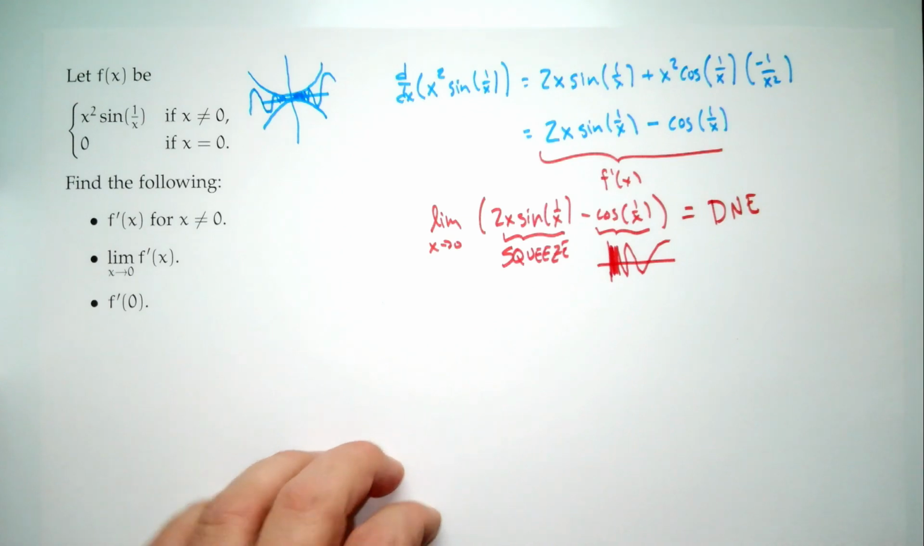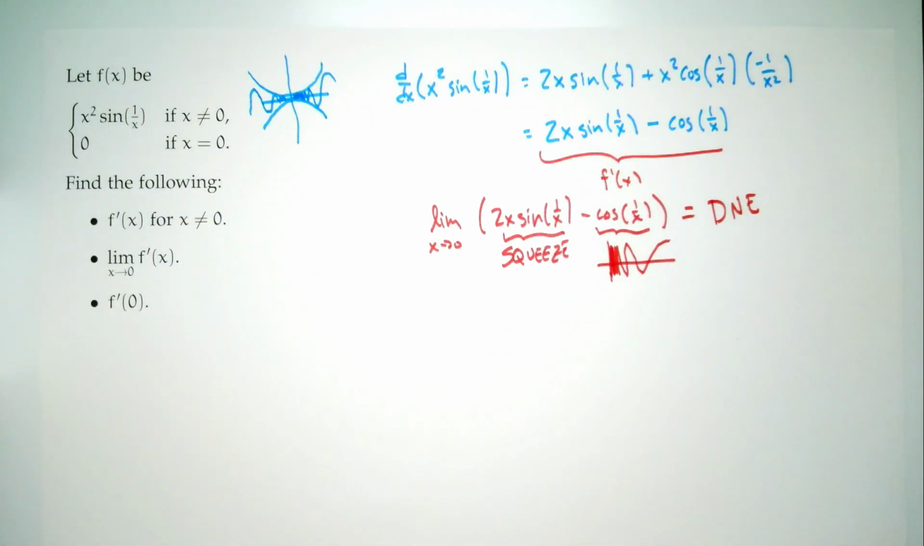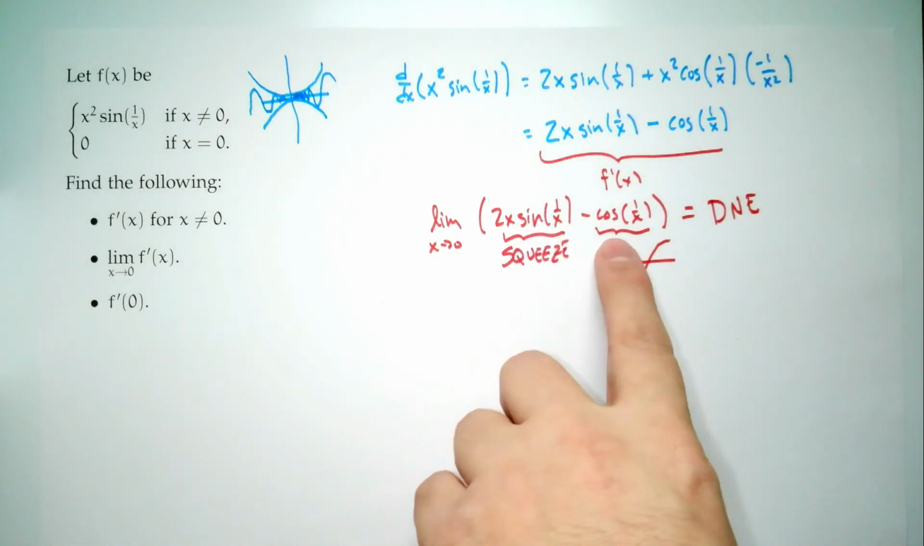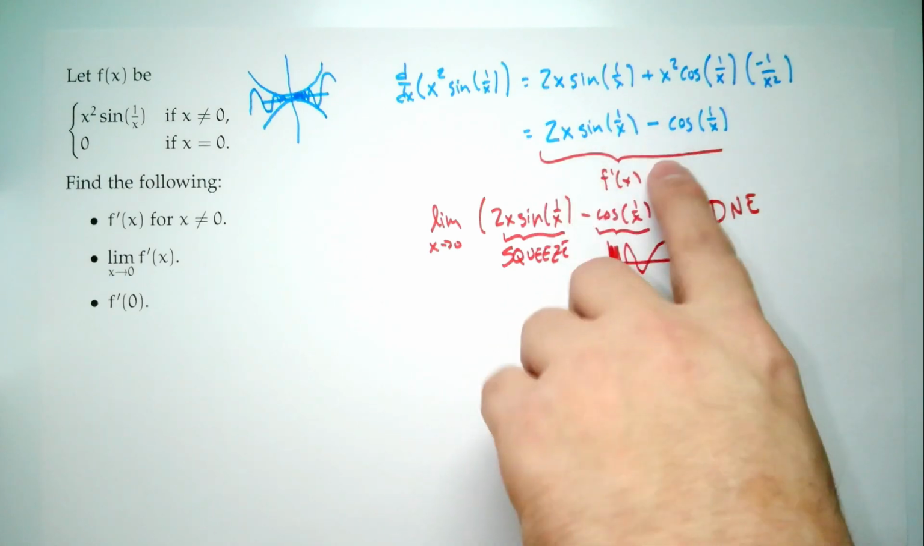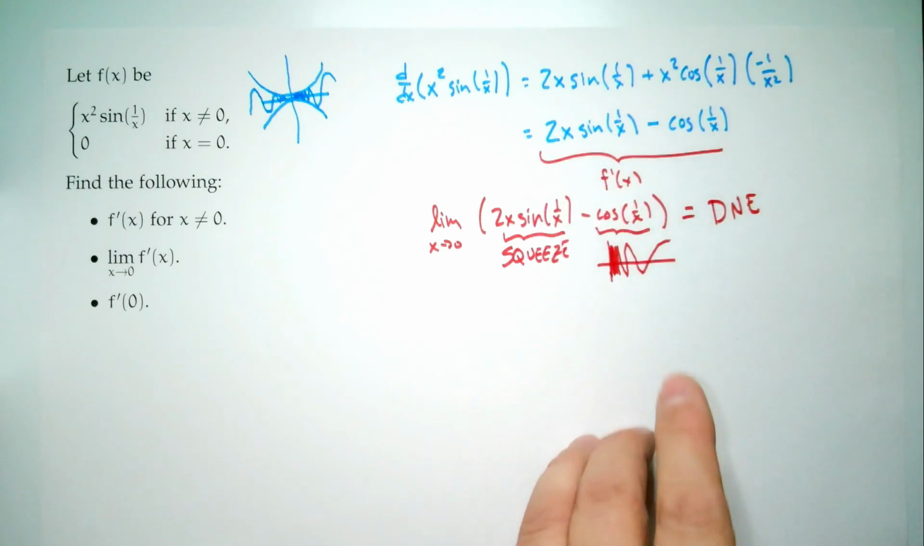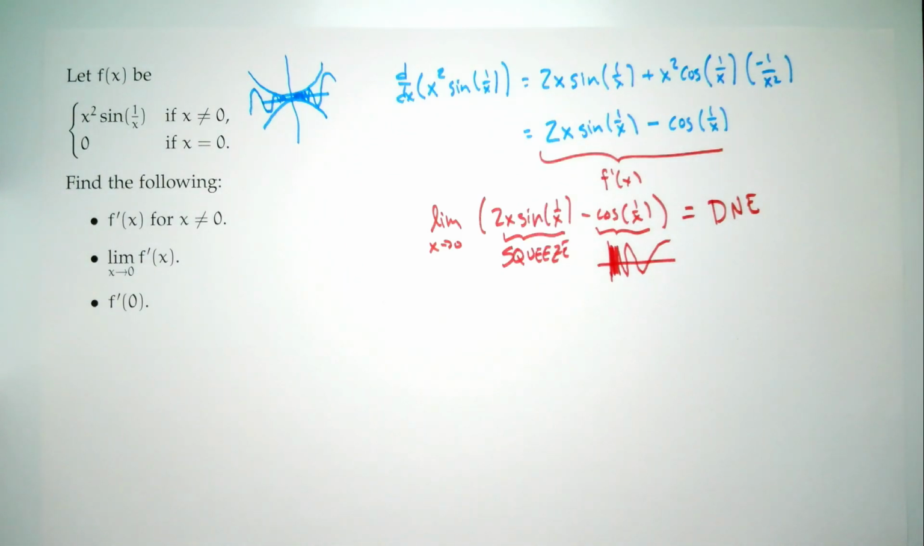So that says that our derivative at 0 is what? Well, it doesn't say anything. It just says that the limit of the derivative as we go to 0 doesn't exist. Suppose we wanted to find f prime of 0. How can we do it? Can we find f prime of 0 by plugging it into this expression? No, you can't do it. It's not possible, because cosine of 1 over 0 is undefined.